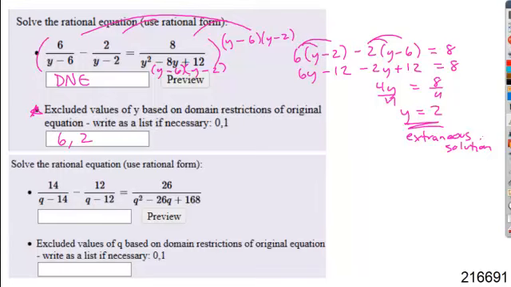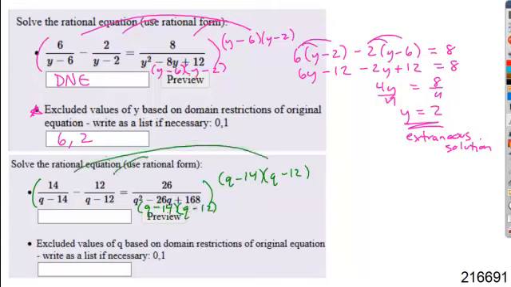Now, most of the time you're probably going to get an answer, so I'm going to do a second example of this. Same idea, multiply by the LCD. The binomial factors are q minus 14 and q minus 12. Here, the factors of this trinomial are q minus 14 and q minus 12. So when you distribute through, you wind up with 14, your numerator, times the LCD factor that doesn't cancel, minus 12 times the LCD factor that doesn't cancel, all equal to 26.